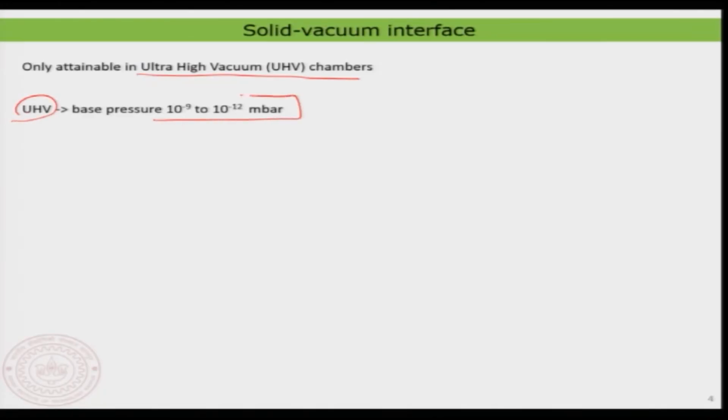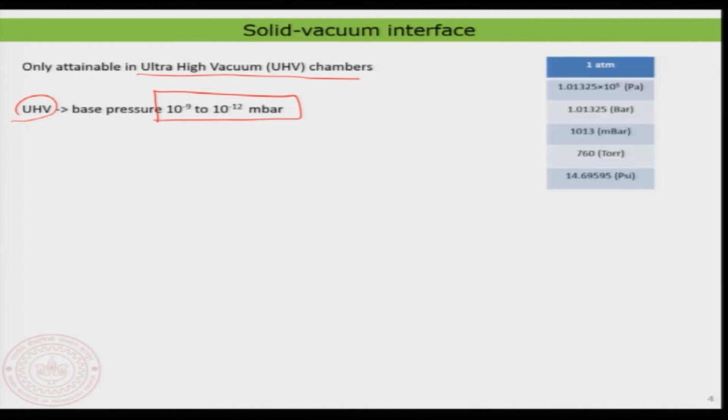It is in the order of 10 raised to minus 9 to 10 raised to minus 12 millibar. Let us have a look at a comparison to understand the relation between the atmospheric pressure unit and the millibar unit. You can see here in this table, 1 atmosphere corresponds to something like 1,013 millibar. So, now you can imagine how low 10 raised to minus 12 millibar is. It is quite close to the pressure of outer space. That is also why we have a special situation in vacuum. We need those kinds of conditions to clearly understand the surfaces.